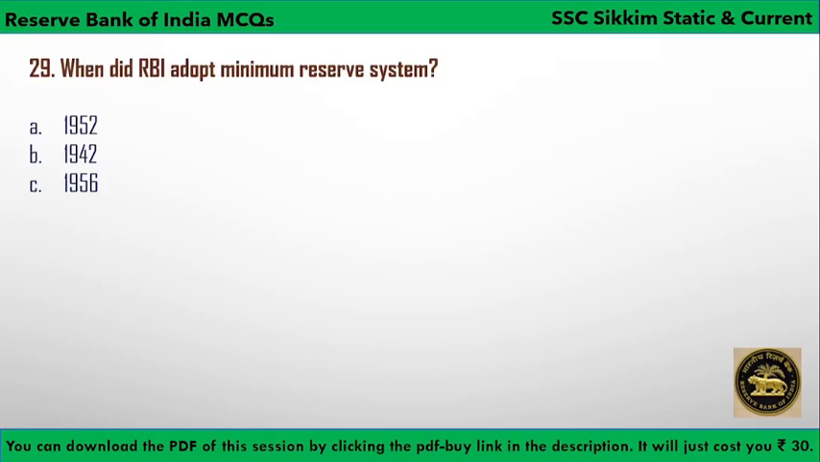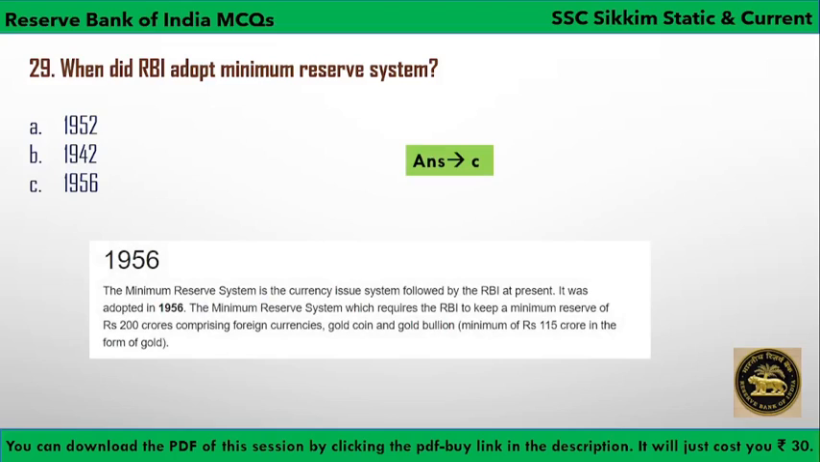So that's it. Next question, and the second last question, when did RBI adopt minimum reserve system? The correct answer to this question is C. The minimum reserve system was adopted by RBI in 1956. You can see what the minimum reserve system is. You will get this in the PDF.